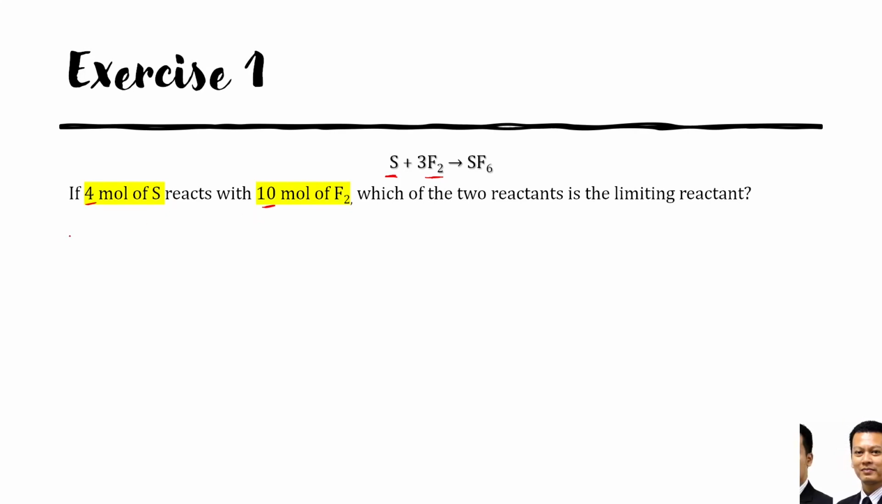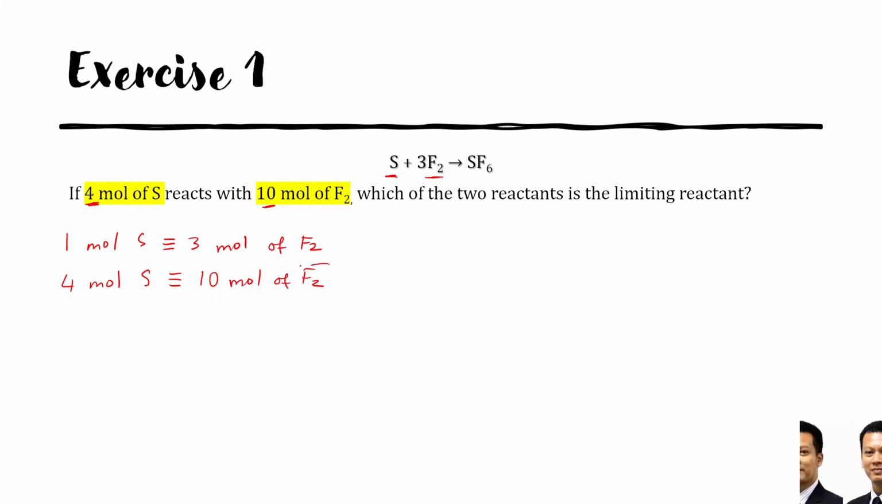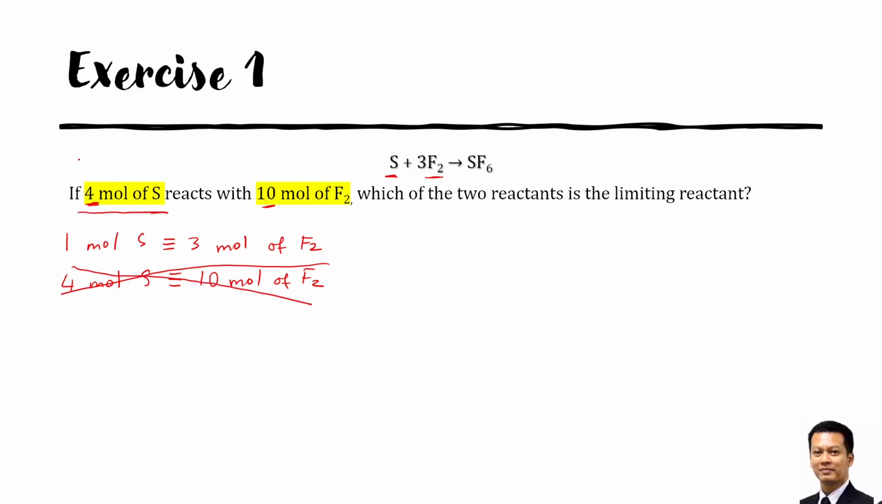So let's see this equation. So 1 mole of S can react with 3 mole of F2. So if you have 4 mole given for you of S, it will react with 10 mole of F2, right? Wrong. This is wrong. Okay. What is given for you here? 4 mole here is what we call number of mole available. Sometimes also called N given, number of mole given.